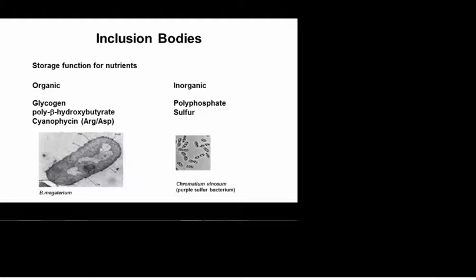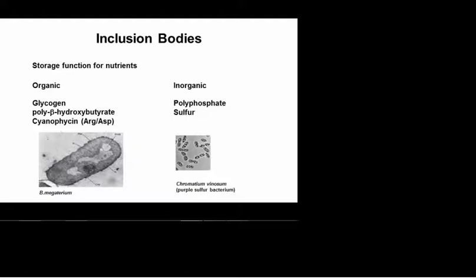It can be organic: glycogen, poly-beta hydroxybutyrate, some kind of organic carbon, and cyanophycin, a polymer of arginine and aspartic acid, so it's storing carbon and nitrogen. And some bacteria can have inclusion bodies for inorganic nutrients. So polyphosphate: phosphate can be a limiting nutrient for many bacteria and plants, so if it can be stored in a granule, that's useful.